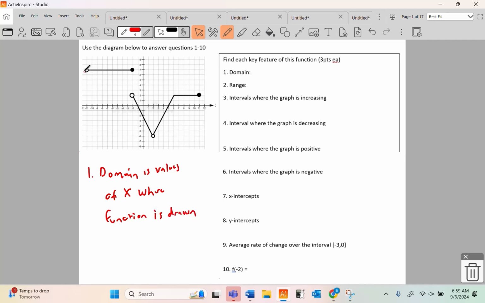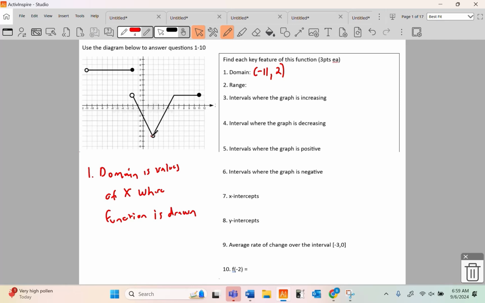So this function starts being drawn really close to negative 11. It's not negative 11 because there's a hole. And then I start moving to the right. I see a solid dot at negative 2, a closed dot. These two are fine because x was drawn at negative 2. And I follow this downhill line all the way until x is about 2 and there's another hole.